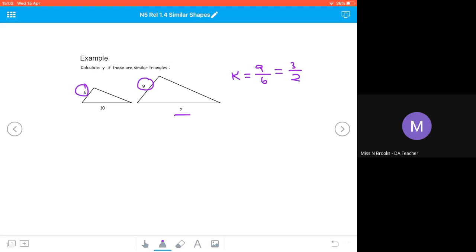Now, what I'm going to do is I'm going to write my formula. So y is going to equal 3 over 2 multiplied by 10. And so y is going to equal, and remember, a whole number is a fraction over 1. We're going to multiply the tops together, and that gives us 30. And we're going to multiply the bottoms together, and that gives us 2. And then we can work out that 30 divided by 2 is 15. And so we've worked out the value of y. And if we do 15 over 10 and simplify it, we will get a k value of 3 over 2, so we know that we've got the correct value.